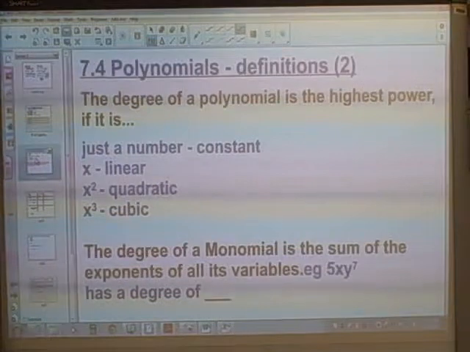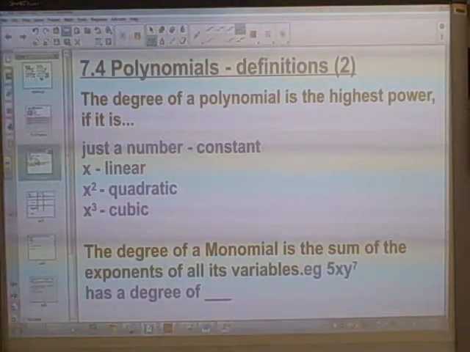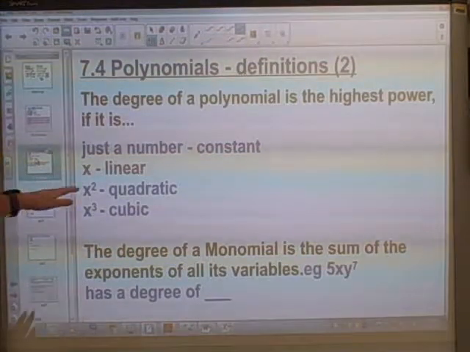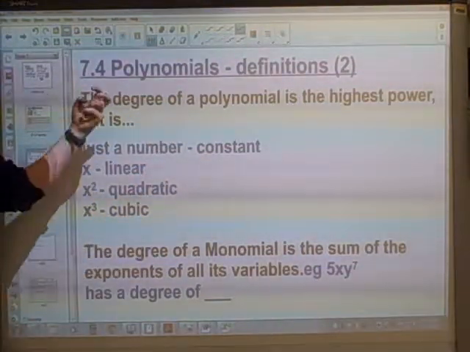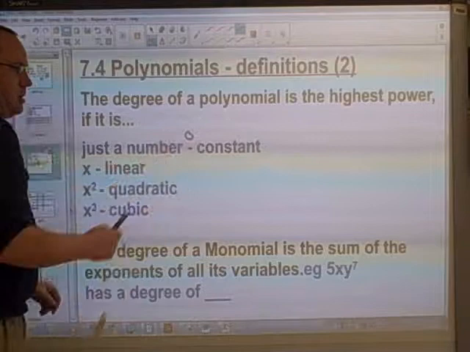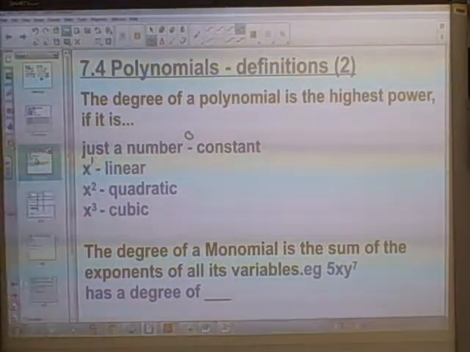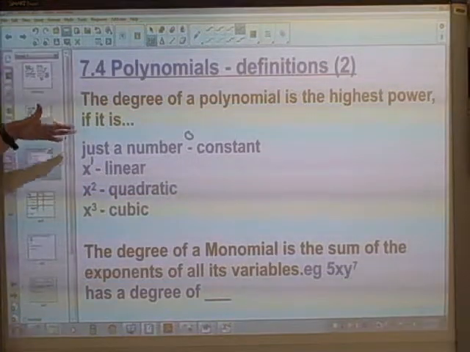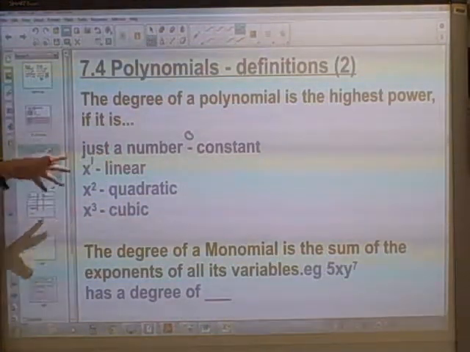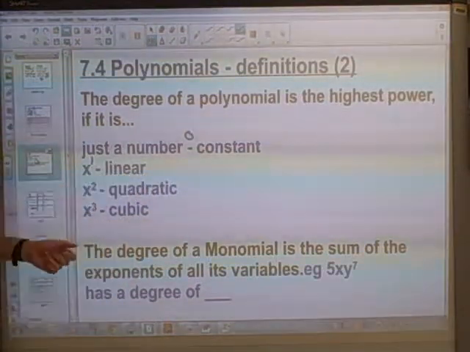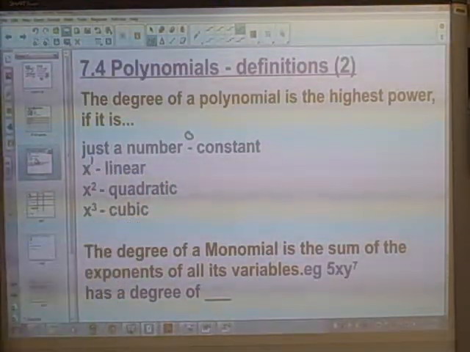Also, the other definition is to do with the degree, and the degree refers to the highest power of the polynomial. So if we just have a number, then its degree is 0, and we call it a constant. If we have x, as in x to the power of 1, then the degree is 1, and we call this one linear. Much more obvious for the last two, because you can see the power is 2. We call that one quadratic, and 3, we call it cubic.